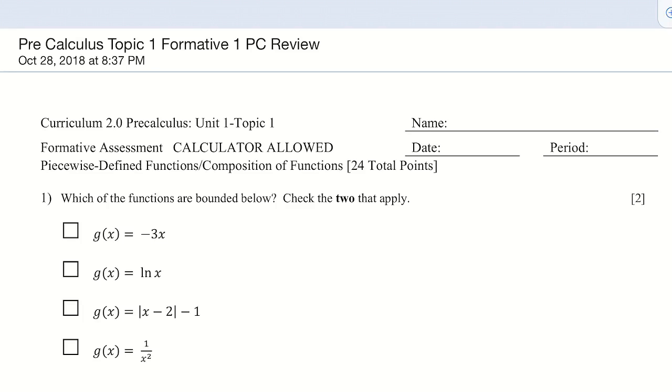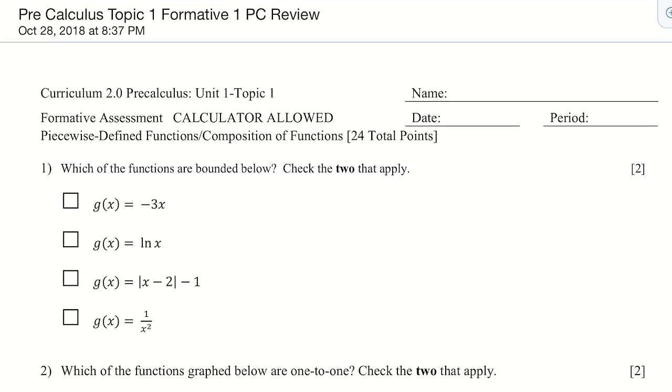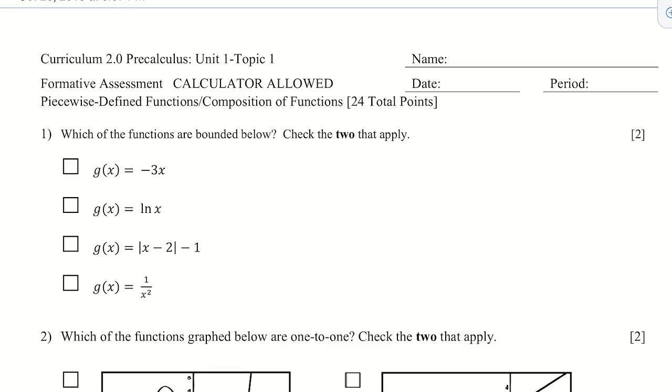So I'm going to be running through each of the formatives for reviewing for the progress check of 2018 marking period 1. So we're going to start by working with a formative assessment. Calculators are allowed for these. So piecewise function, composition of functions, 24 points. So I'll be going through the correct answers and then kind of more of an explanation on why those are the correct way that they are. So let's just get started.